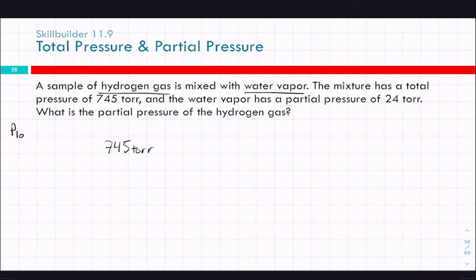Should we do it this way? P total is 745, and then P water is 24 torr. What is the partial pressure of the hydrogen gas?